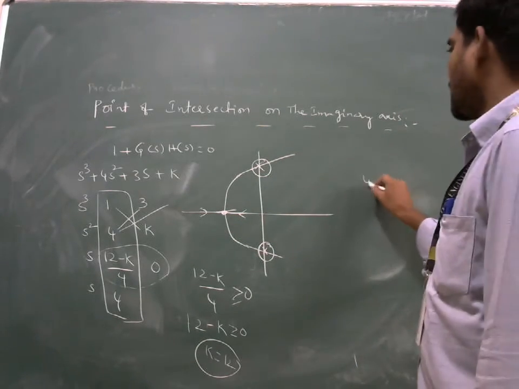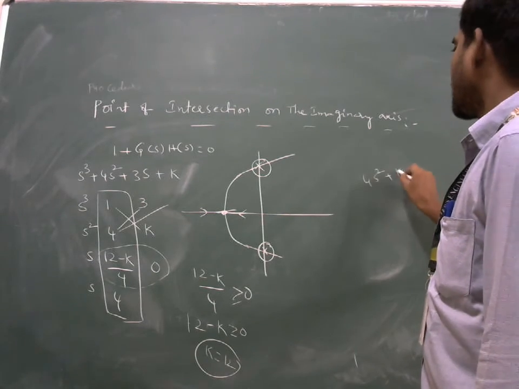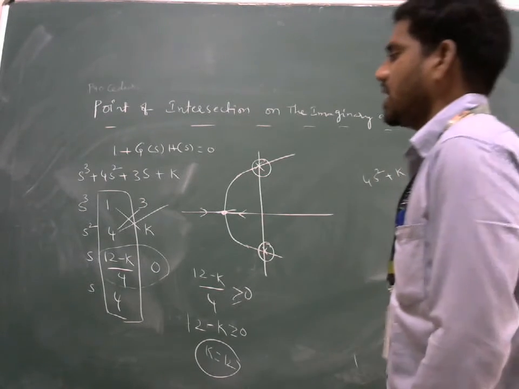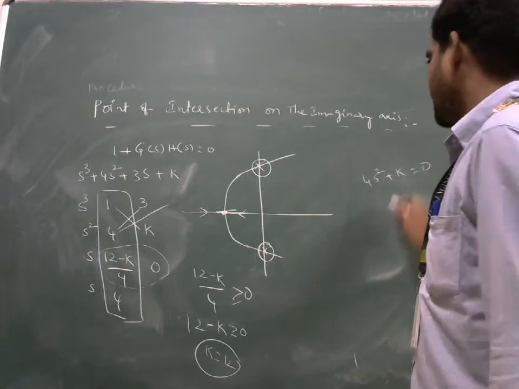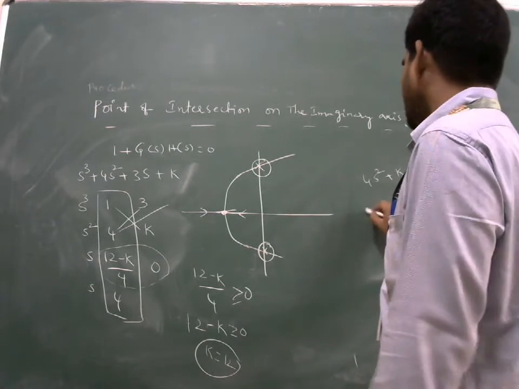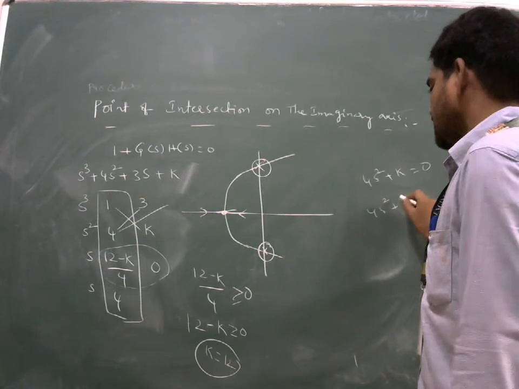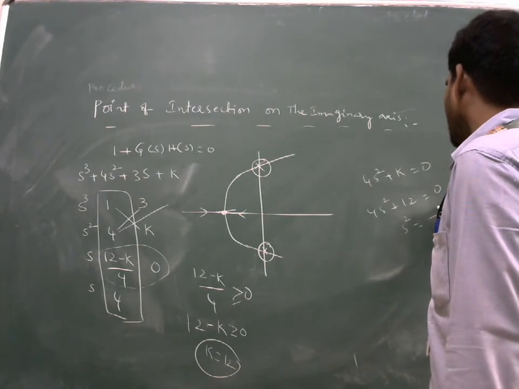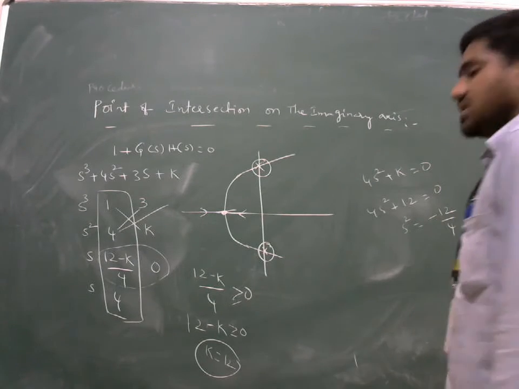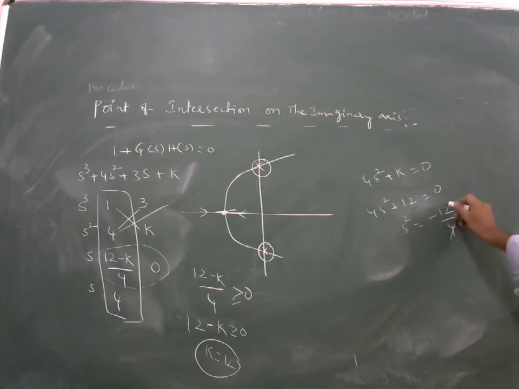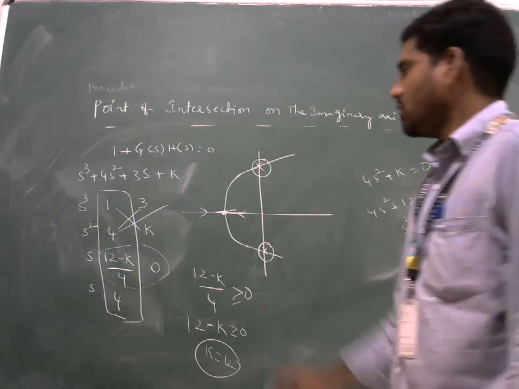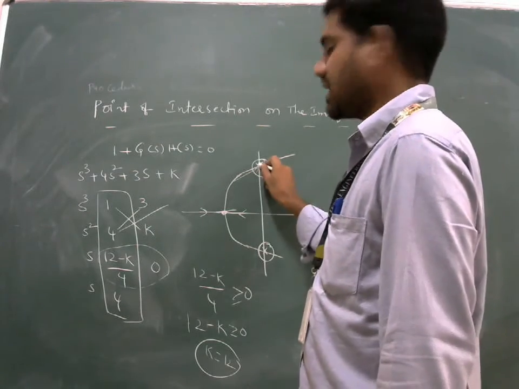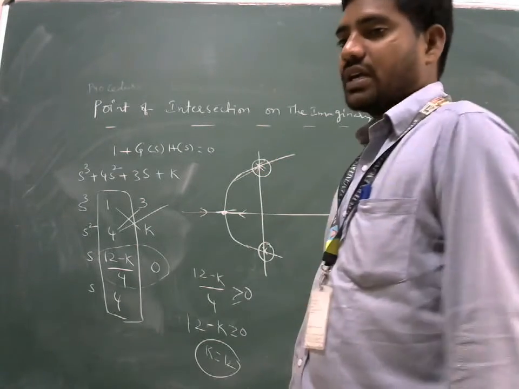That means we need to apply 4s square plus k equal to 0. What is the k value? You need to substitute into 4s square plus k is equal to 0. From that you are going to get s square is equal to minus 12 by 4. What is minus 12 by 4? It is minus 3, so s square is equal to minus 3, and s is plus or minus j root 3. That means you are going to get some s values on the imaginary axis. At that particular point only, we can deviate our root locus.